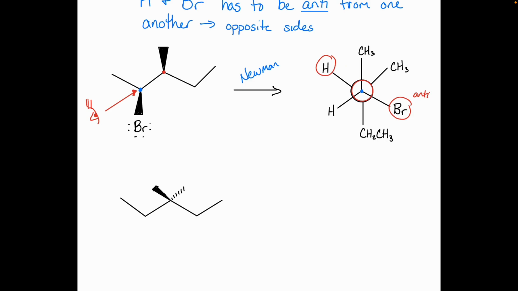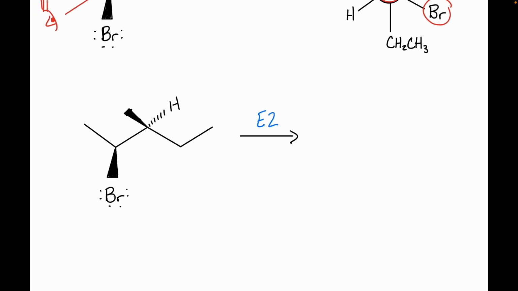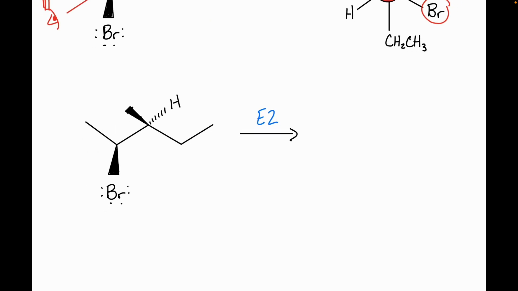All right, I'm going to draw in that implicit hydrogen explicitly here so we can show that they're pointed in opposite directions. So again, if I have this E2 mechanism, my hydrogen and my bromine are on opposite sides, so this is going to lead to a stereospecific product.